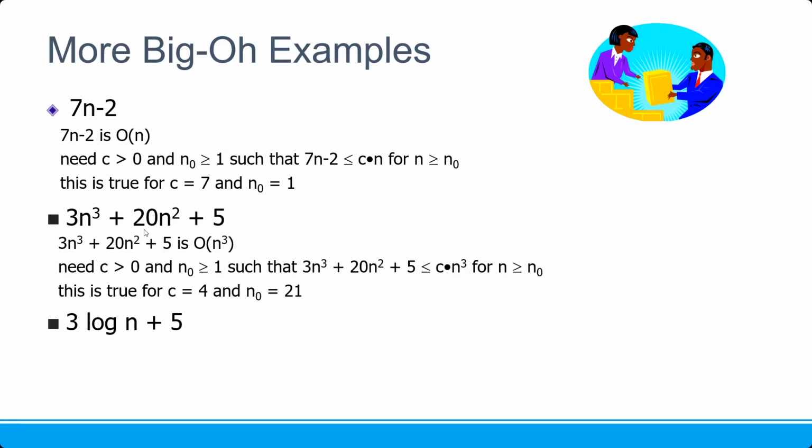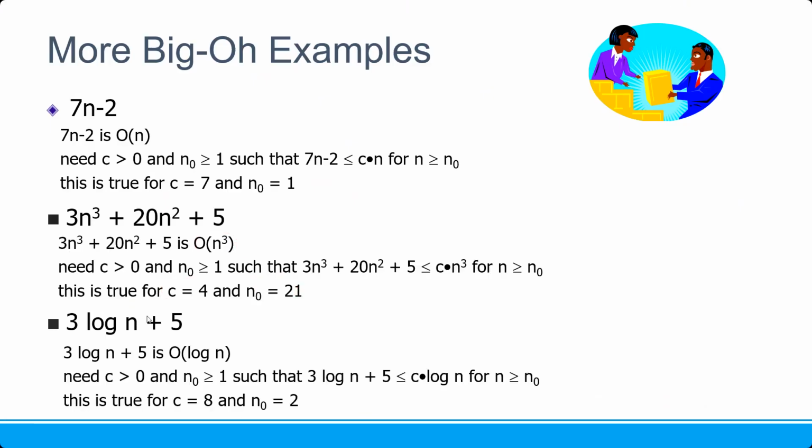For the second one, we have 3n power of 3 plus 20n power of 2 plus 5. It is O(n power of 3). So you can do the derivation, and we can find c equals 4 and n0 equals 21. For the last one, we have 3 log n plus 5. So it is O(log n), and we can get this derivation with c equals 8 and n0 equals 2.